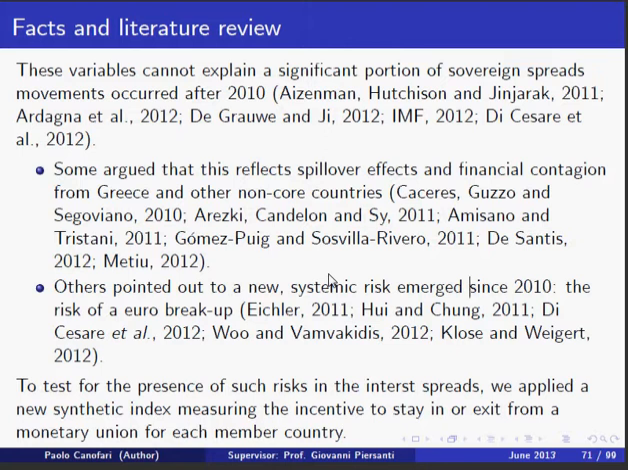Or some other authors have introduced the risk of a euro breakup as a new component of systemic risk to explain the widening in spreads after 2010. Our approach is to use our indicator of euro sustainability, which, we say again, is a country-based indicator.